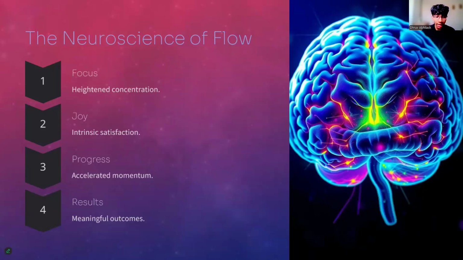Joy. Joy aligns with purpose. Flow makes the process enjoyable, just like inspired action feels fulfilling because it aligns with your purpose. You're not forcing yourself, you're naturally drawn towards it. Progress. Flow helps you move forward effortlessly, just like inspired action gives you a clear direction. When you're in the zone, you don't hesitate.